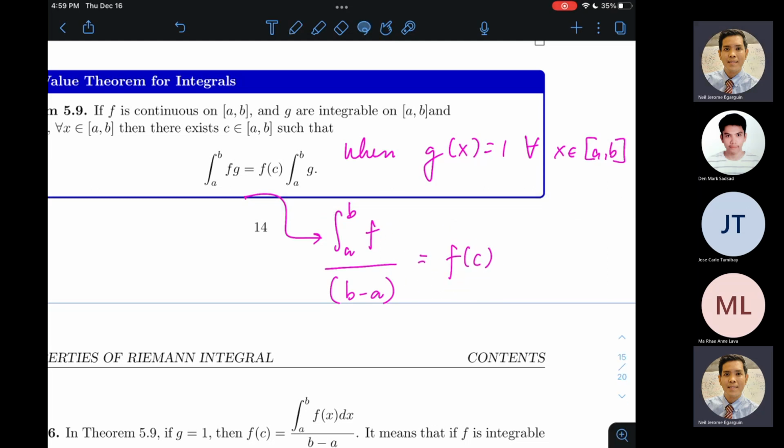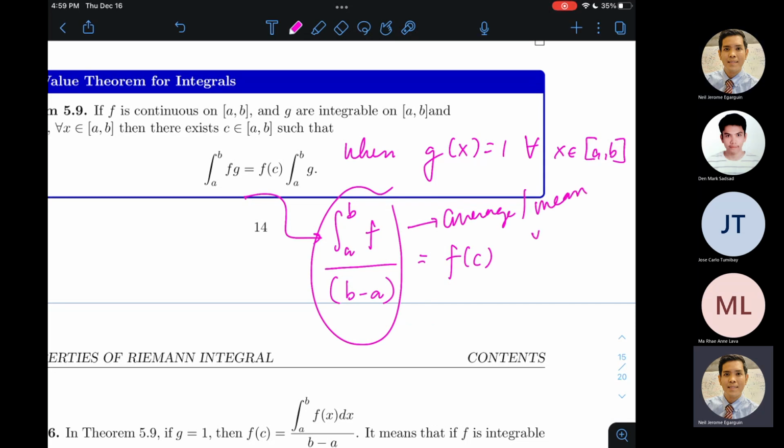Okay? So there exists a number c that is equal to the average value of f over the interval AB. Ito yung sinasabi natin na average or mean value ni f over the interval AB. Bakit siya yung average value?